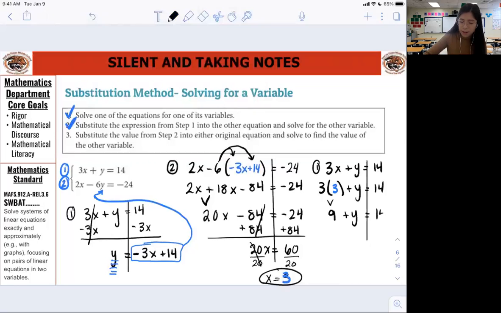What should I do to that 9? Subtract it. What's 14 minus 9? 5. It's 5. y equals 5. And now I have my full solution. We got (3, 5).